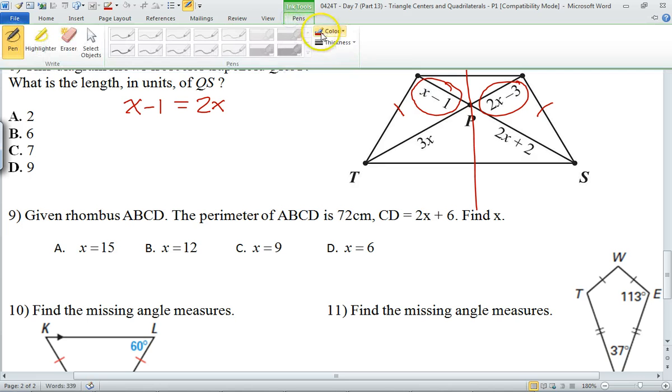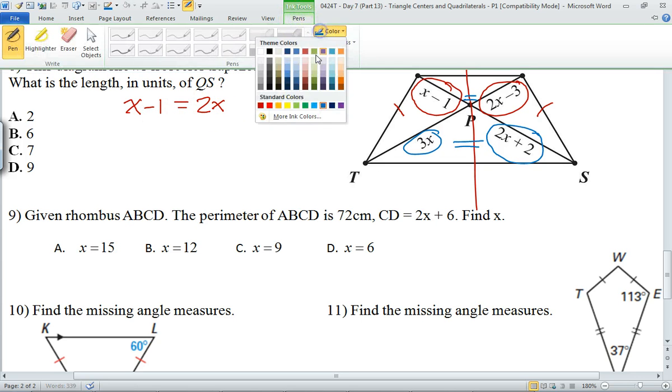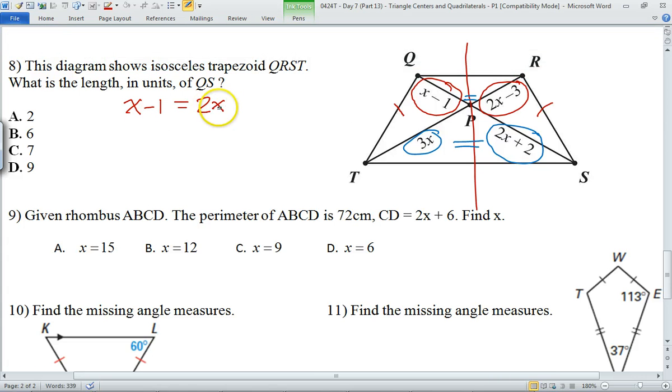So if I had wanted to, I could have done this one instead. 3x should equal 2x plus 2. So these go together, and these go together. All right? Wait, why did I do that? Okay, so x minus 1 should equal 2x minus 3. I'm just going to go ahead and use that one. So if I wanted to solve this, I would subtract x from both sides. That's going to give me negative 1 equals x minus 3. Then I would add 3 to both sides. Now I get x equals 2.